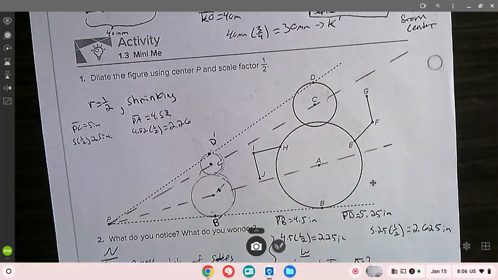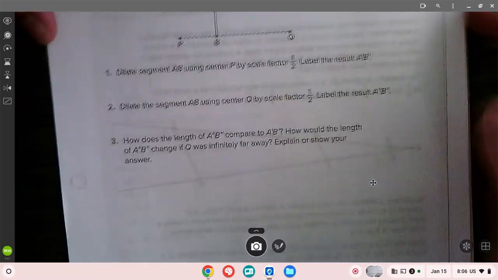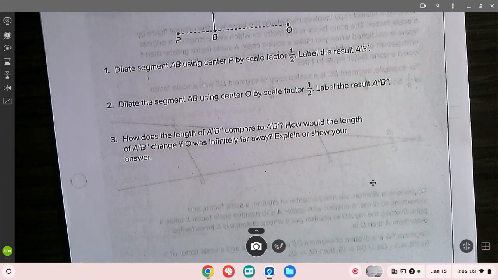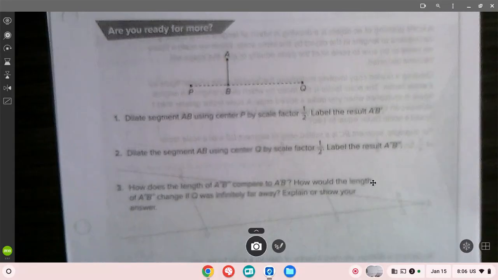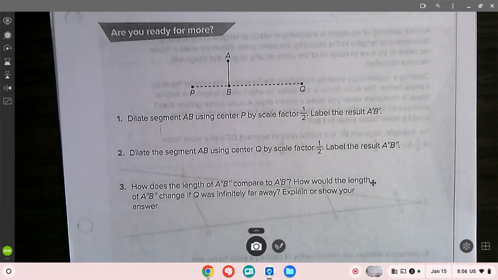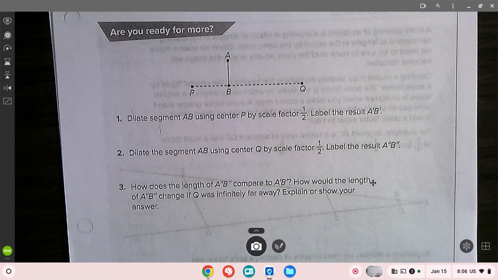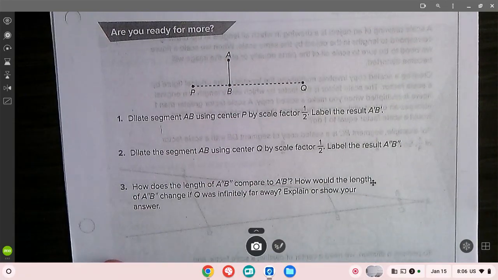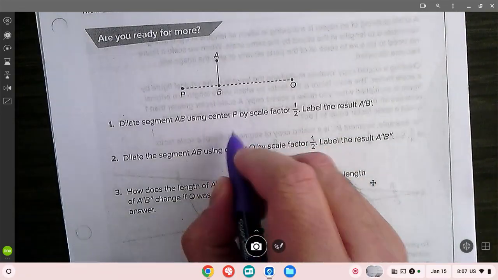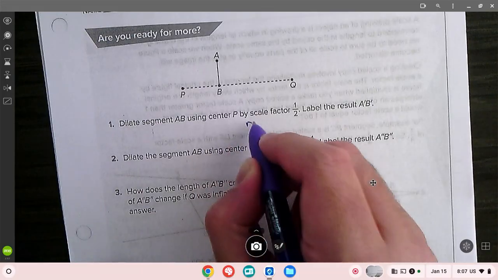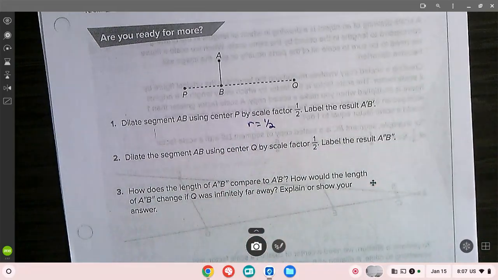So we're going to continue with that same idea, but we're going to simplify it with just a straight line instead of snowmen. Question number 1 is asking us to dilate the segment AB using the center P by a scale factor of 1/2. Label the results as A prime, B prime. So my r is equal to 1/2.